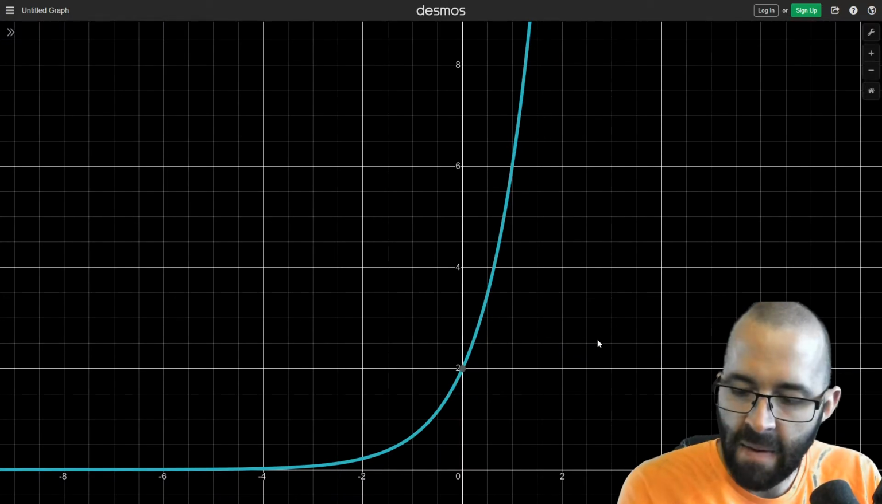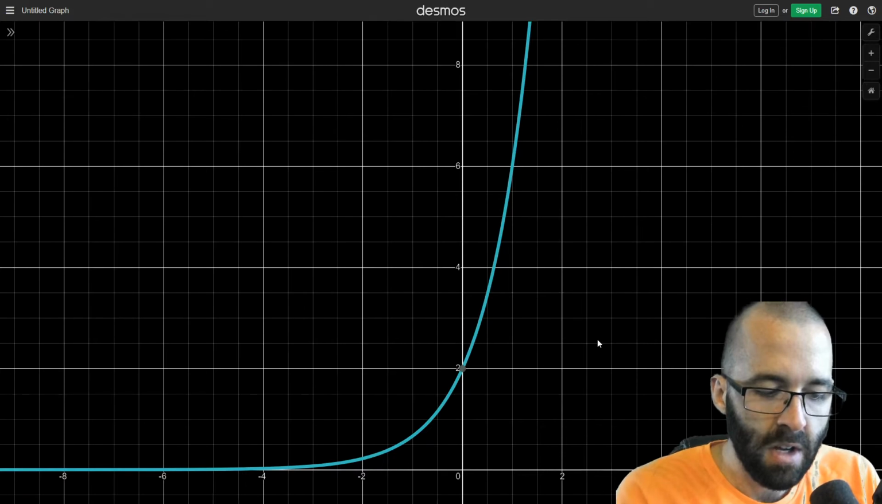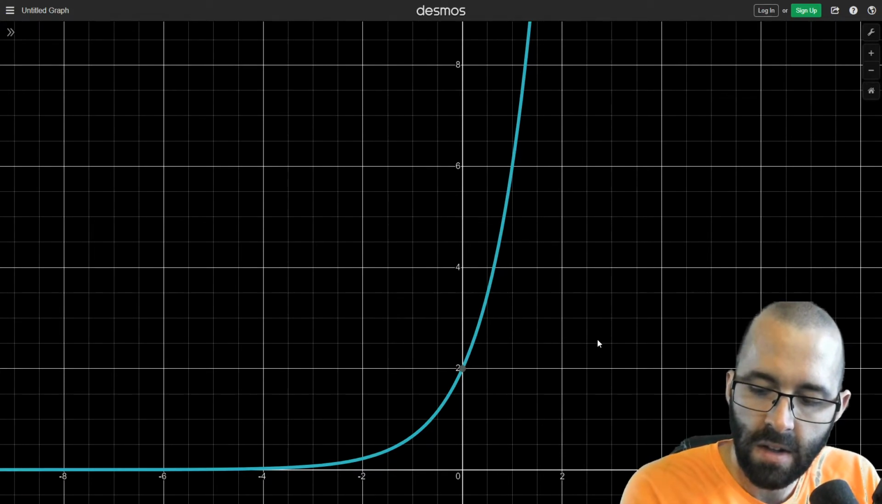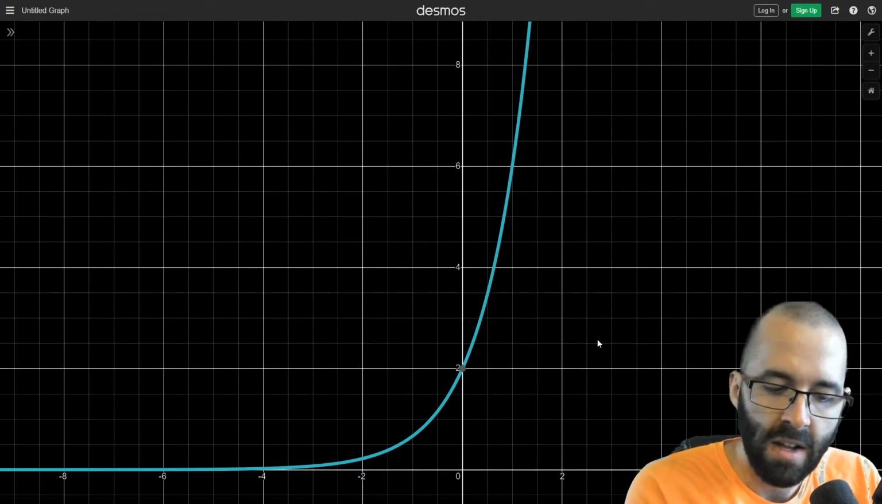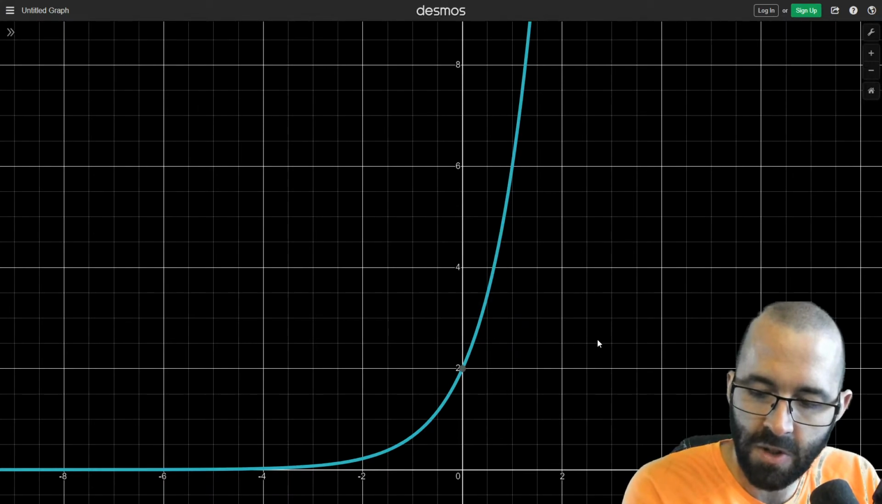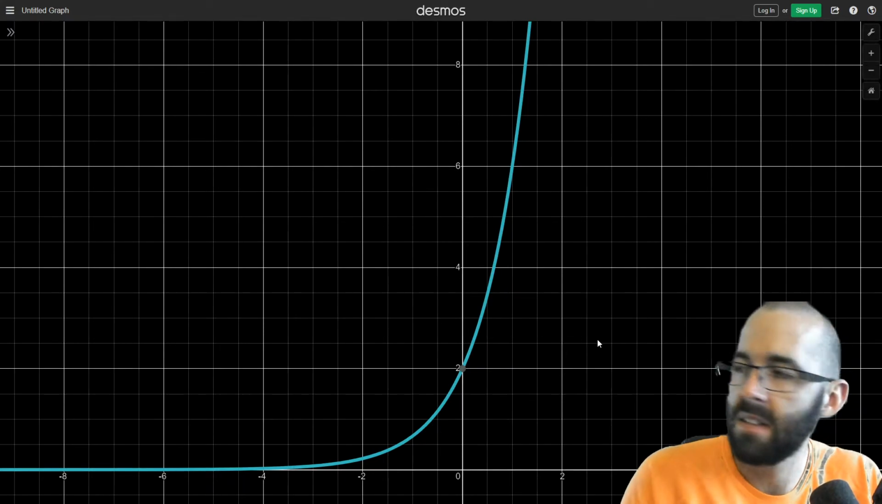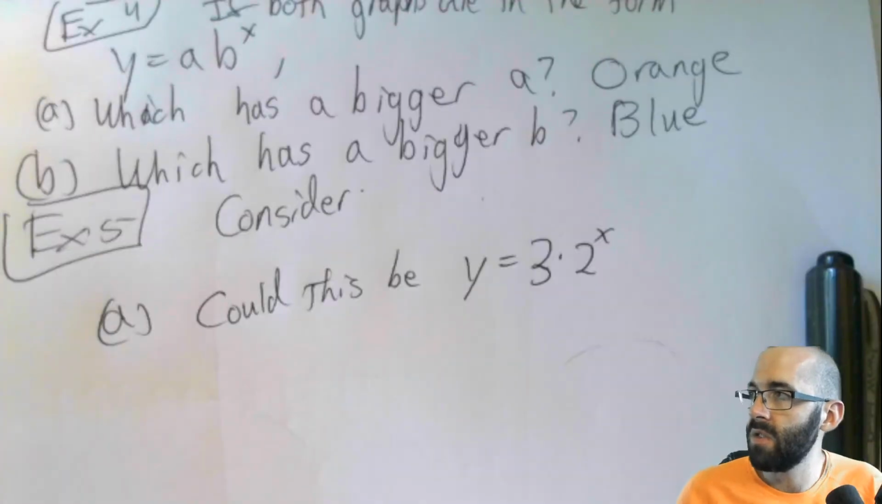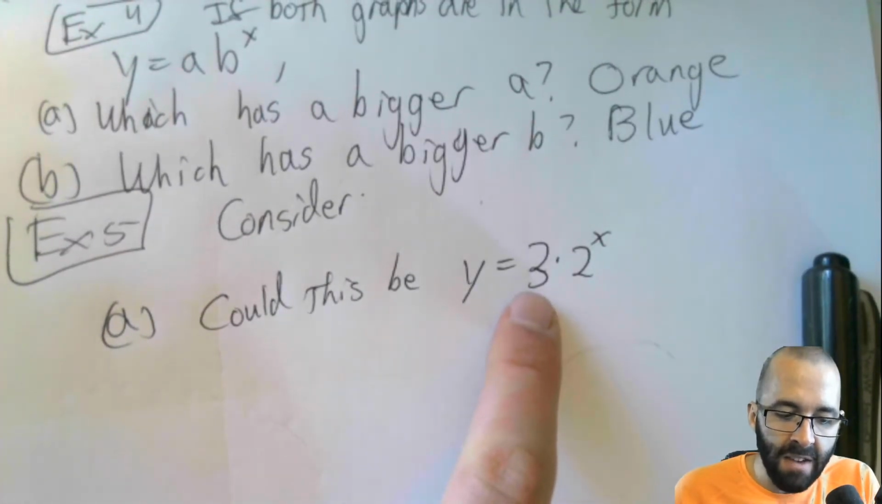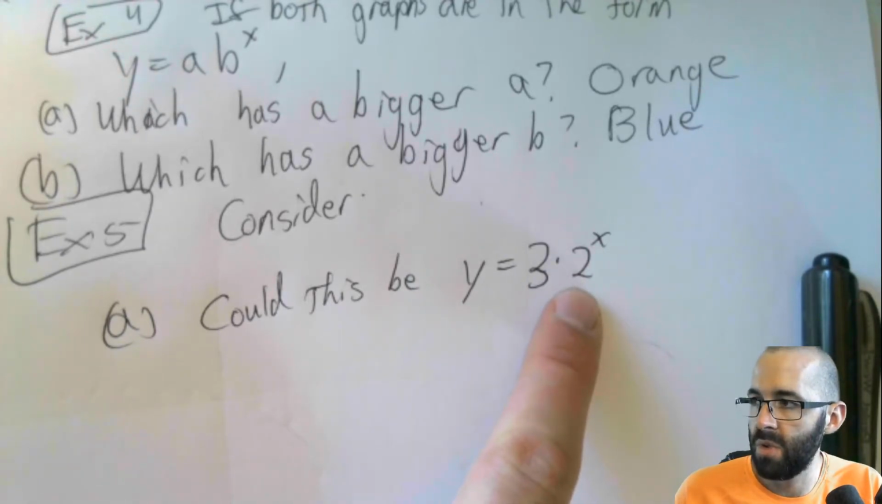Specifically, my first question is, could this be the graph of y is equal to 3 times 2 to the x? So could this graph be this function? A value of 3, growth rate of 2.